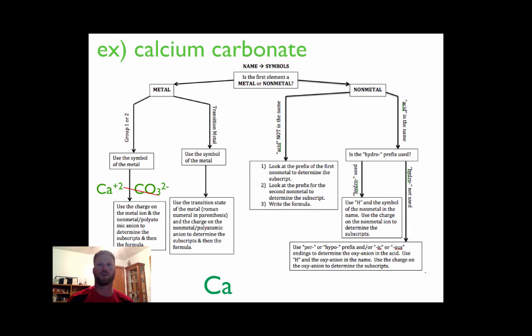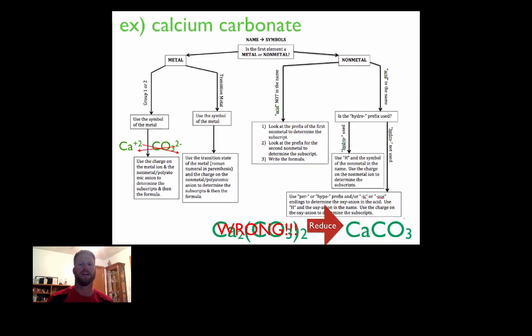Remember, you can cross the charges to help you determine the subscripts. So finally, we determine that the formula for our calcium carbonate is Ca2CO3. Correct? Wrong again. You must reduce the subscripts if they can be reduced. It only takes one carbonate ion with a charge of -2 to balance the +2 charge on the calcium ion. The correct formula is simply CaCO3.